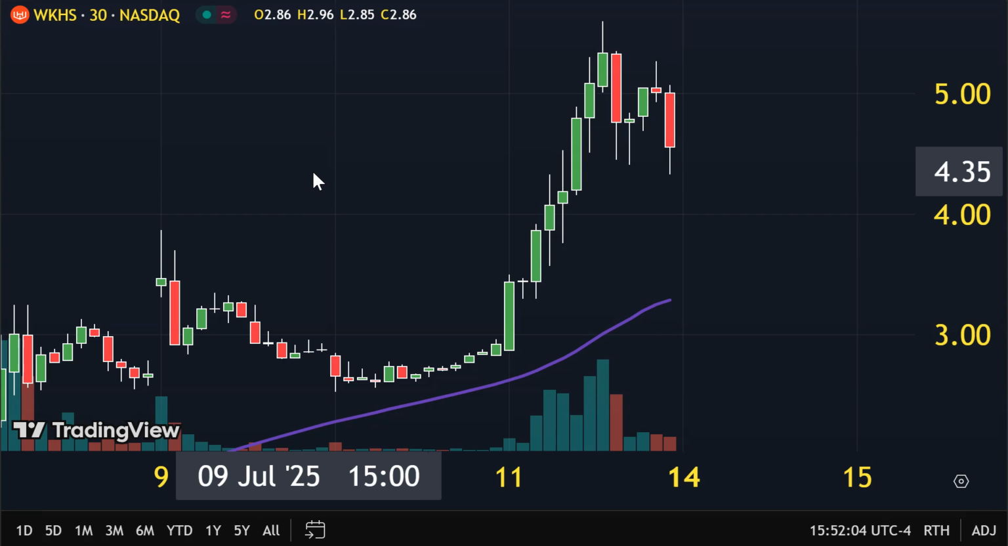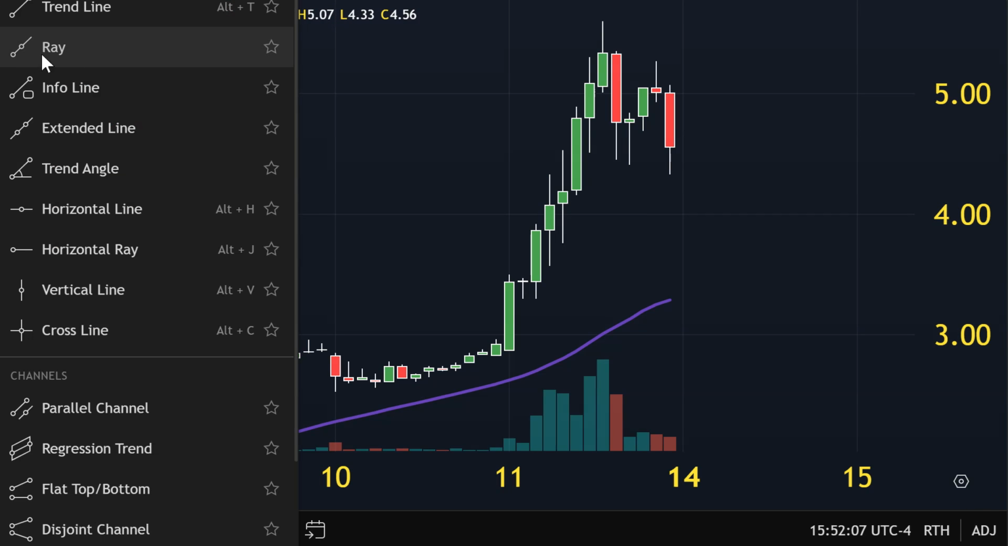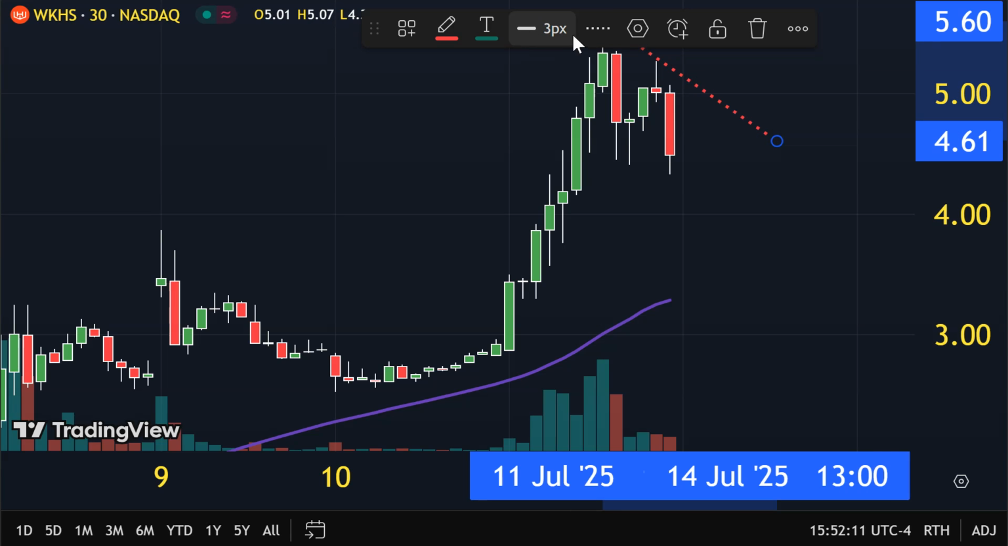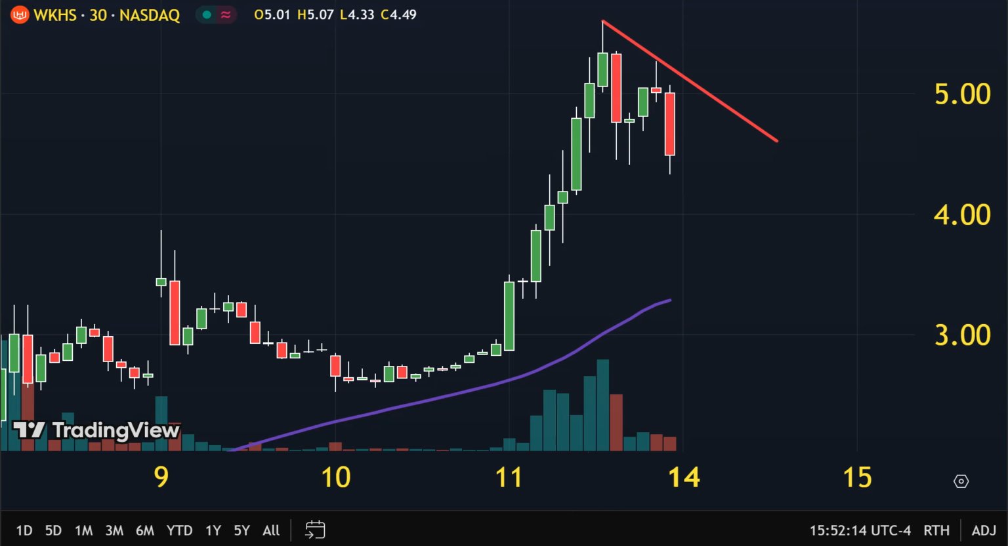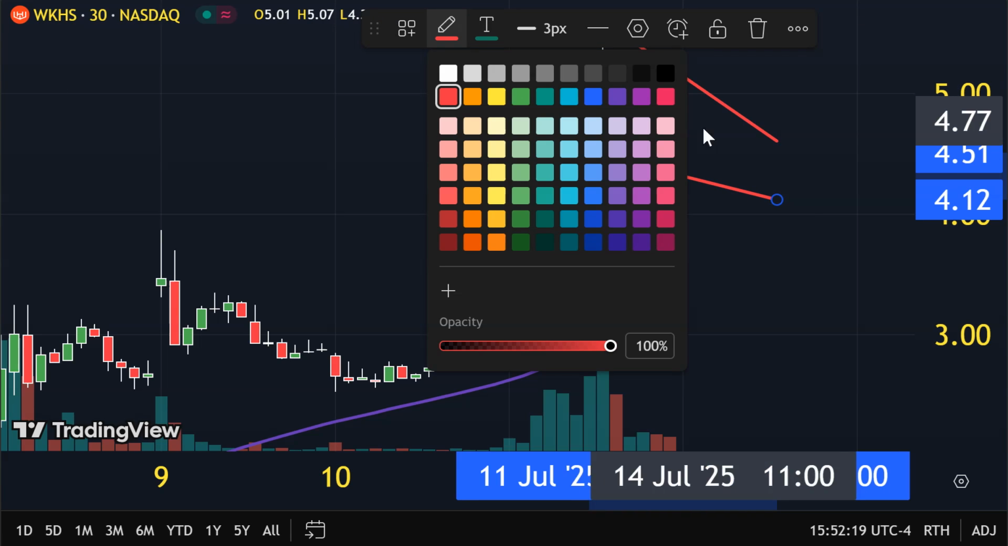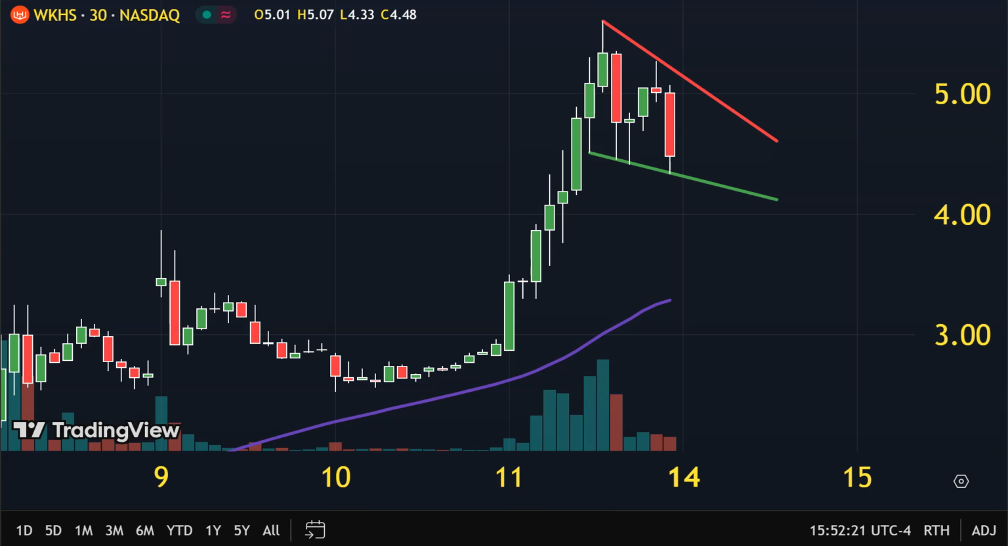Next one here, WKHS, and I'm going to go through this one very quickly because once again, you've heard me talk about this pattern before. Let's get this back to normal. There we go. So we have our area of resistance there, we have our area of support down there, and then just to keep it all one color. So resistance, support, big upwards move, golf hole down here. We're looking at yet another bull pennant pattern. So lots of bull pennants to choose from going into next week.